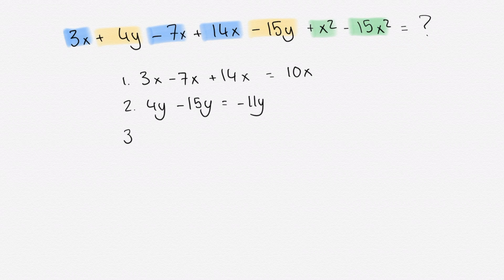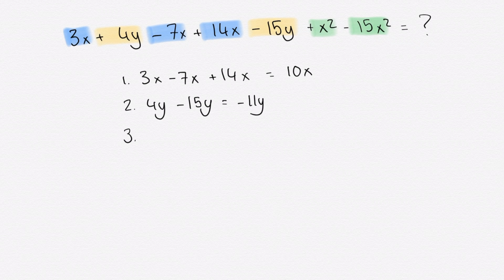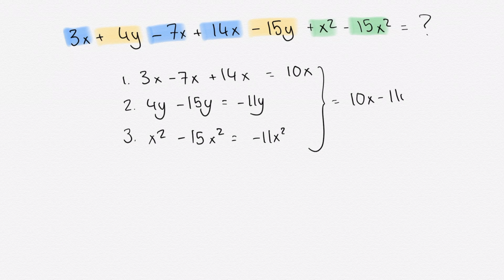And lastly, x squared minus 15x squared. So we remember x squared is equal to 1x squared. So again, that's minus 14x squared. So that all simplifies to then 10x minus 11y minus 14x squared.